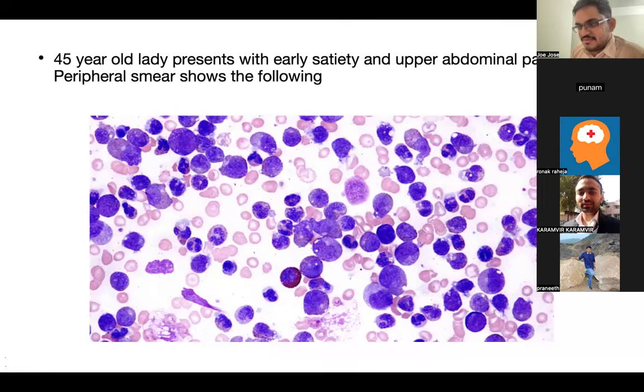So complete cytogenetic response on PCR is less than 1%. Okay, less than 1. And major molecular response? Less than 0.1%. Okay.